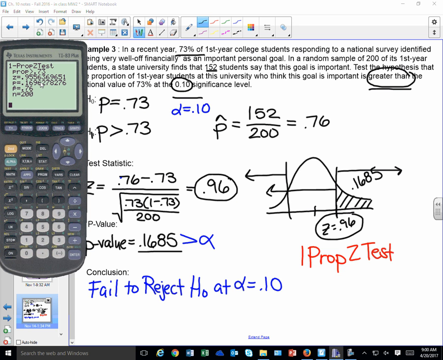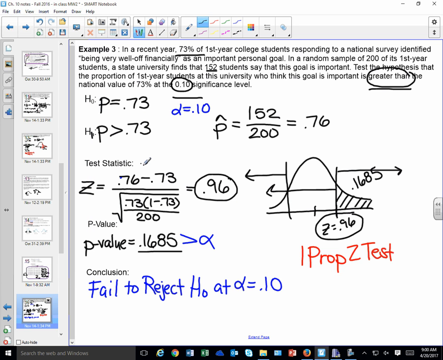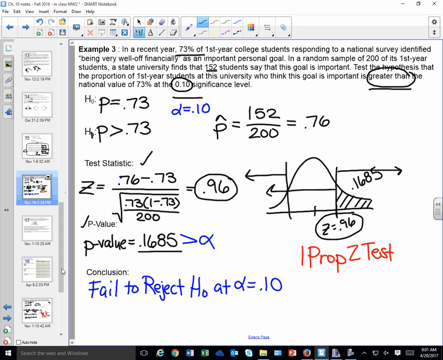And then again, that of course is greater than alpha. So once you get the test statistic, which you can get from your calculator, you can get the p-value from your calculator. And then you would use your alpha level compared to the p-value to determine if you would fail to reject or reject the null.